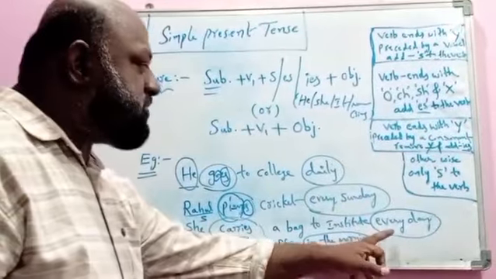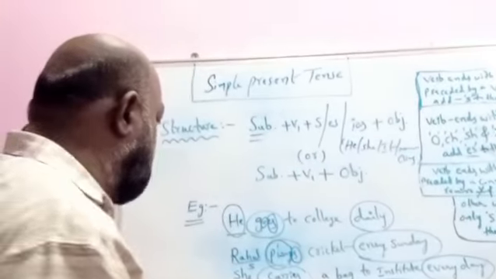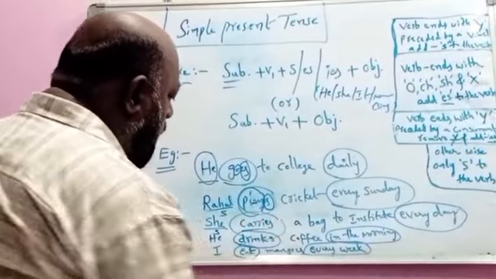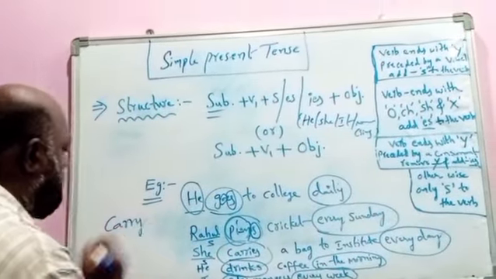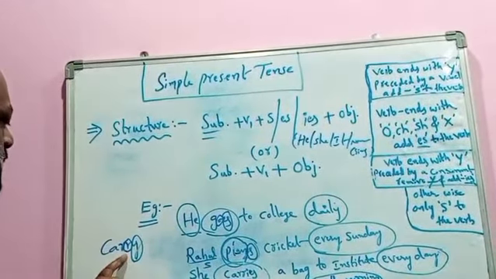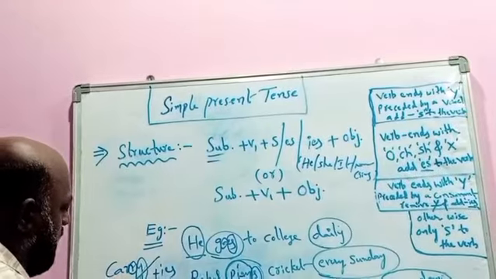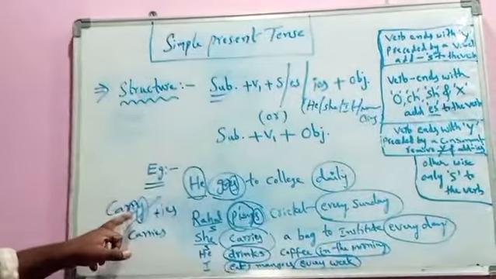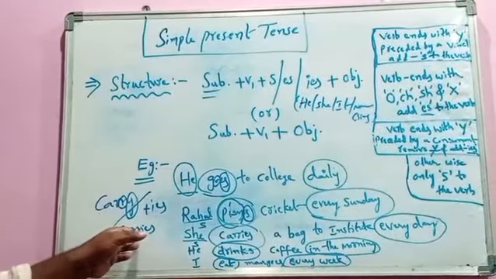Then, She carries a bag to institute every day. In this sentence, every day is the clue for identifying that the given sentence is in simple tense. It is an adverb. Okay. Now what is the subject here? She. She is the subject. Now what is the verb here? Carries. How did carries come? Actually the verb is carry, C-A-R-R-Y. Carry ends with Y and is preceded by a consonant. Then we have to remove the Y and add IES. Carry plus IES, carries.